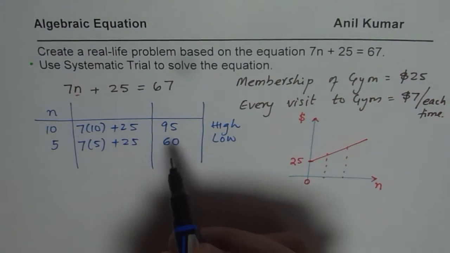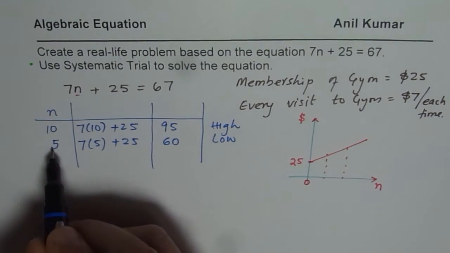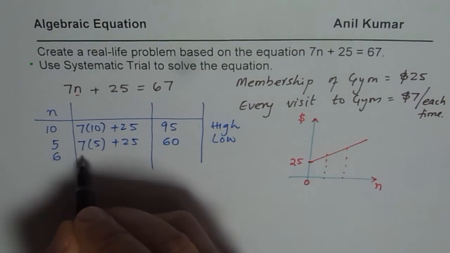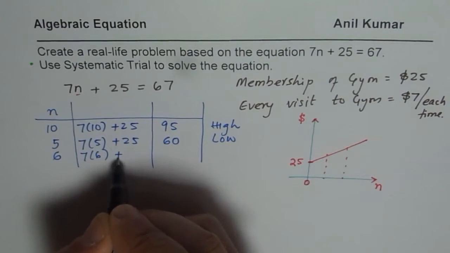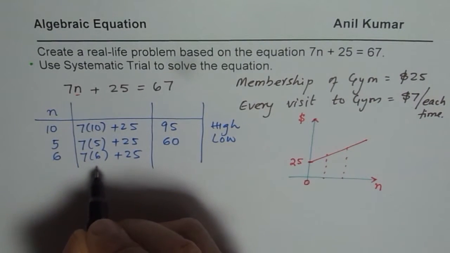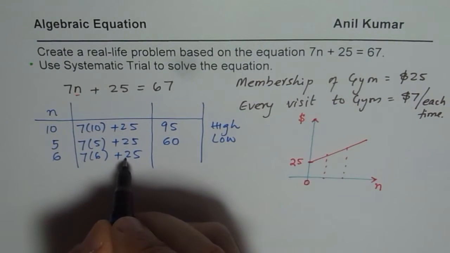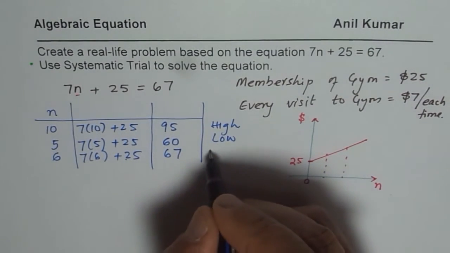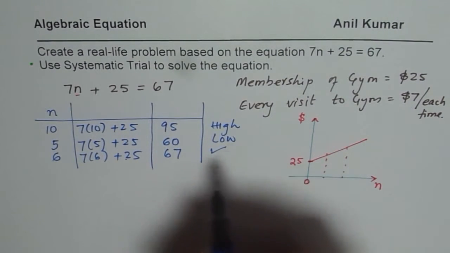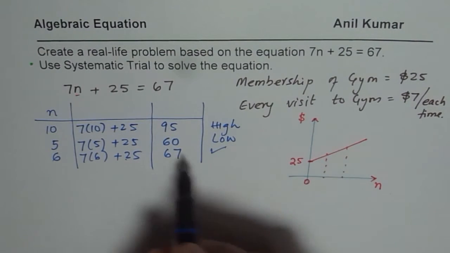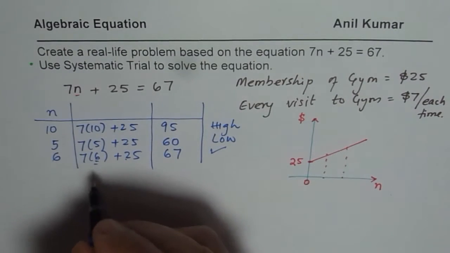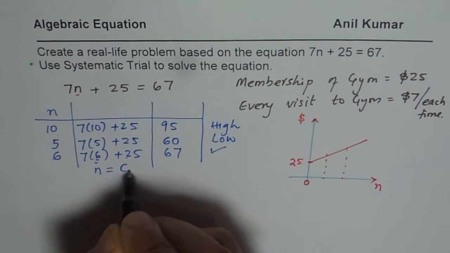That means I could go slightly higher than 5 and estimate, let's say 6. So 7 times 6 plus 25. 7 times 6 is 42, and 42 plus 25 is 67. So what we get is correct. Now we know that n should be equal to 6 for the correct answer. So we get our solution: n equals 6.